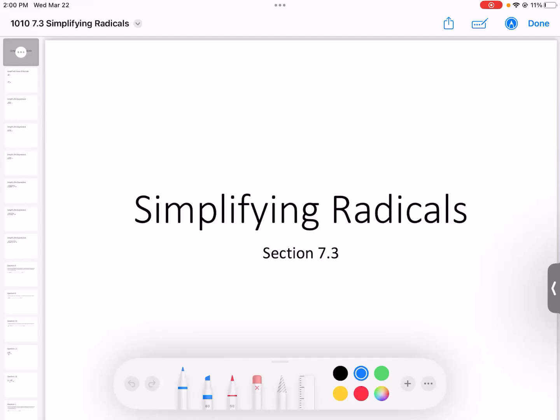Our lesson today is section 7.3. So we'll go ahead and do the beginning part where I'll teach you guys the concept, and then I'll let you guys know when you can start working on your homework. So section 7.3 is all about simplifying radicals, specifically when the radicals don't simplify to a whole number.